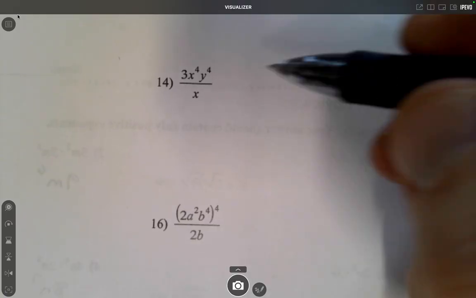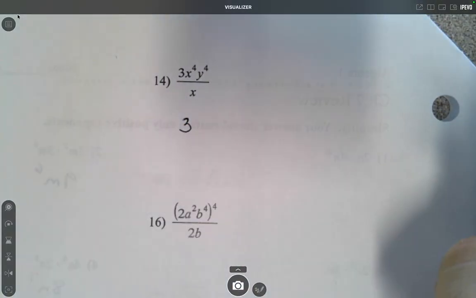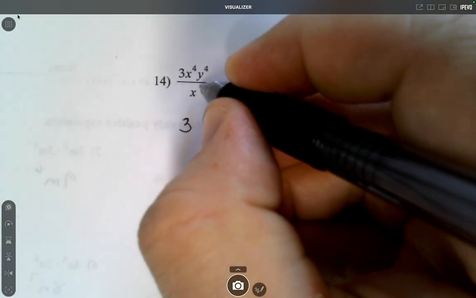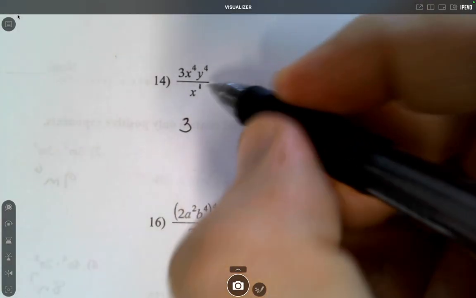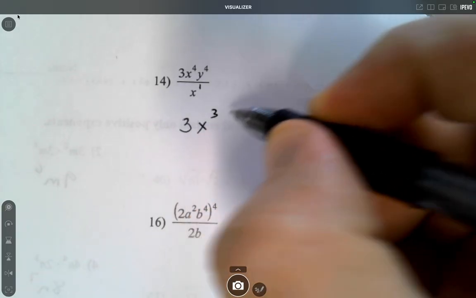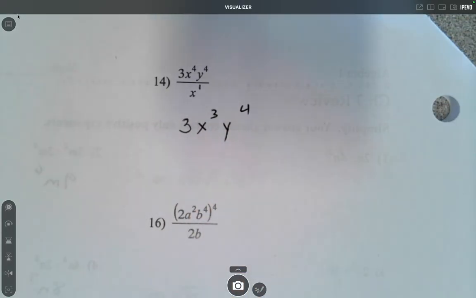Okay, 14, 3, that's the only coefficient, so it just stays as it is. You've got to remember, this does have an exponent. This is a 1. So we subtract 4 minus 1 and get x to the 3rd. This is the only y, so it doesn't change. It just stays as y to the 4th power.